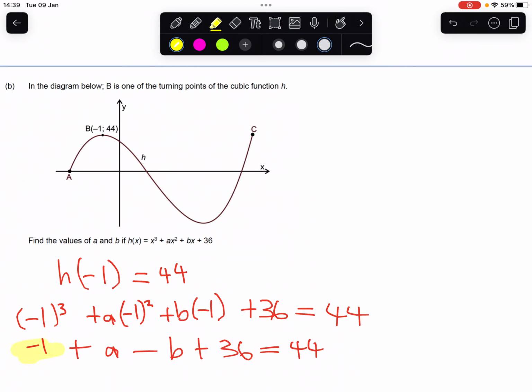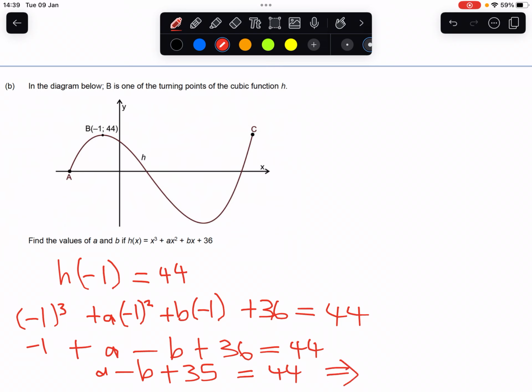And if we add these two together, we end up with a minus b plus 35 is equal to 44. And the only way for that to be true is if a minus b is equal to 9. So again, we're solving for two unknowns. We're going to be using simultaneous equations. So let me just note this in the corner somewhere. This is going to be our first equation. Okay, and I'll write it down over here as well.